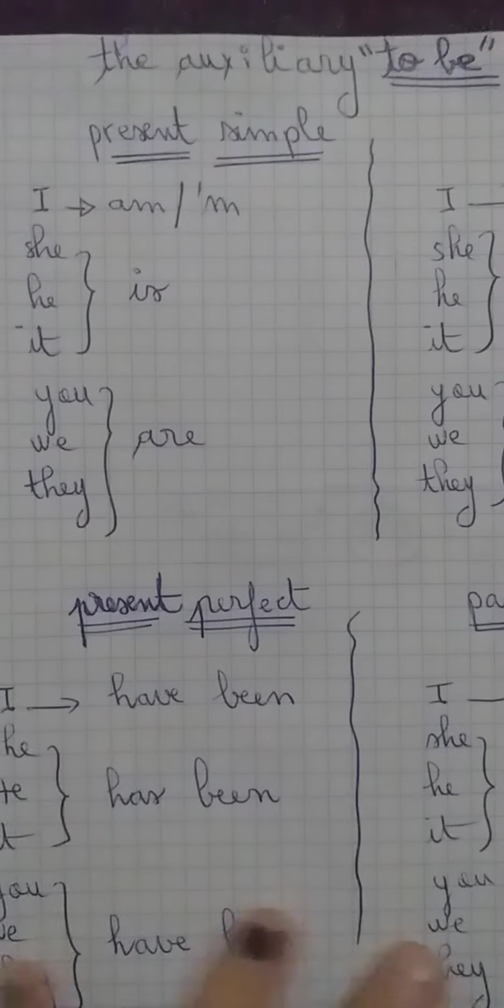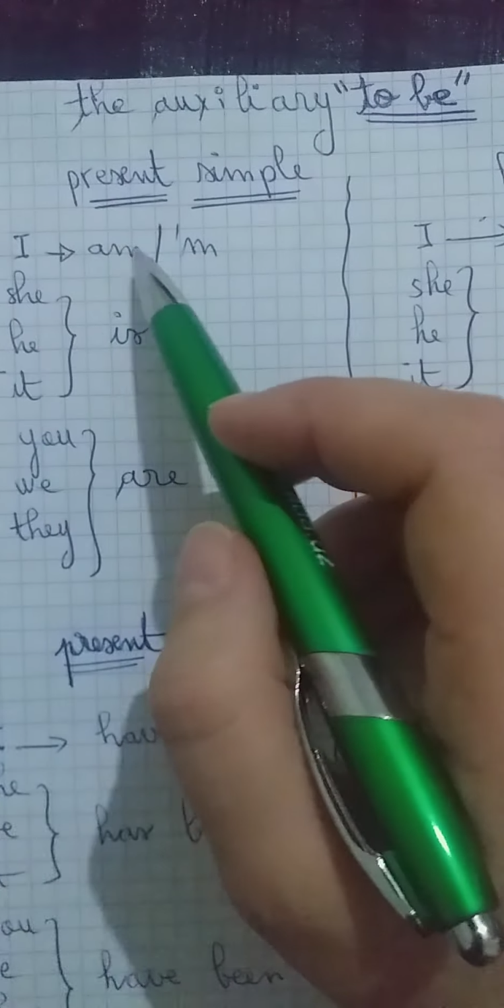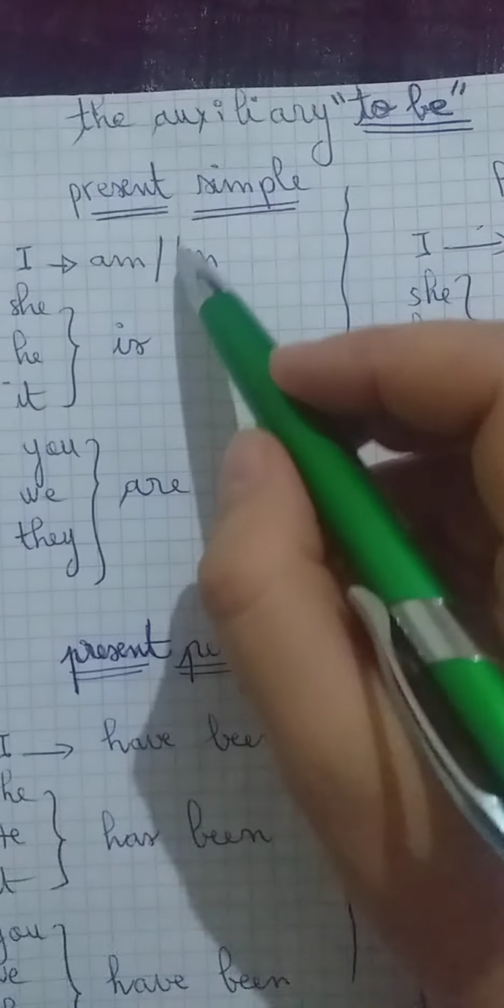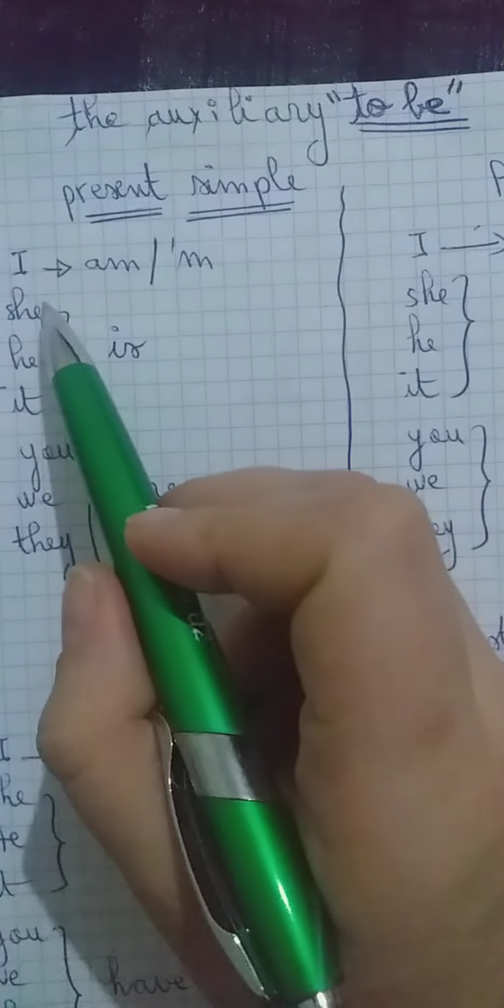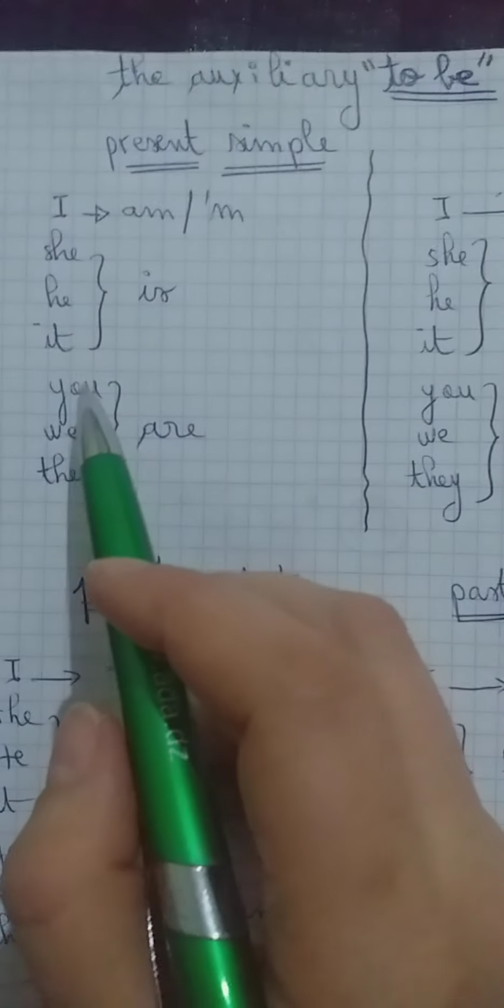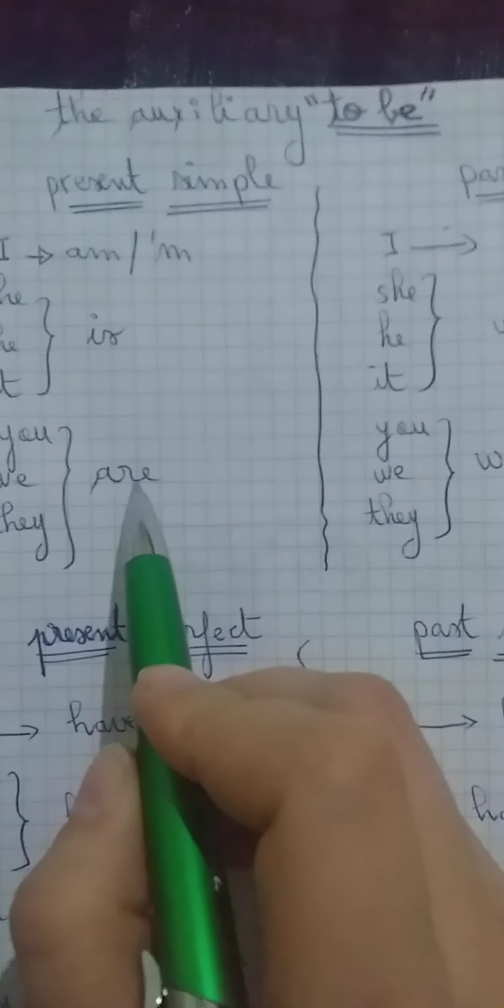To be, c'est être en français. In present simple, with I, we say I am. Am, c'est apostrophe, c'est la même chose. She, he, it, the singular personal pronouns, is. It is is. And with the plural personal pronouns, are. C'est simple.